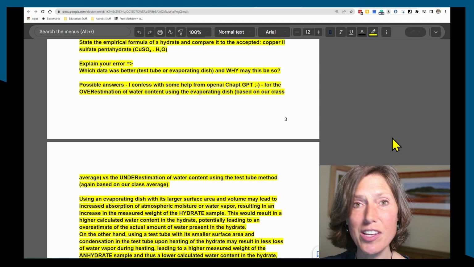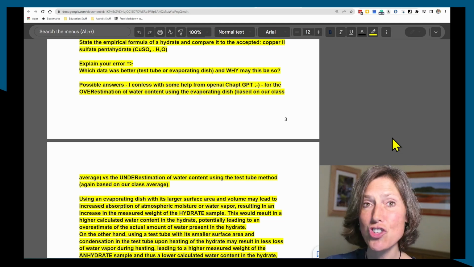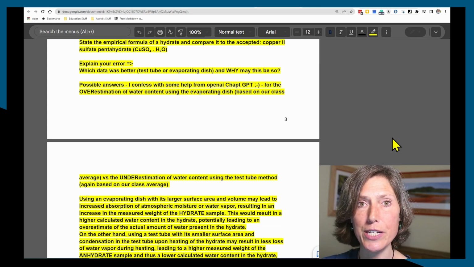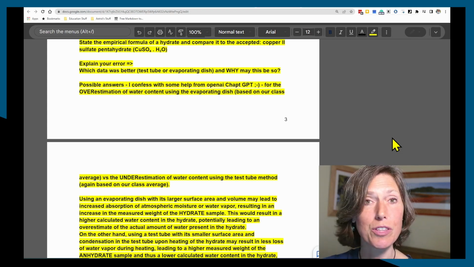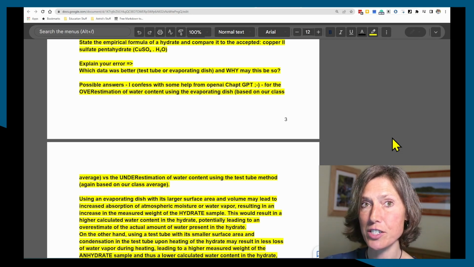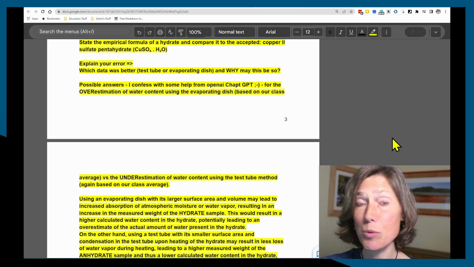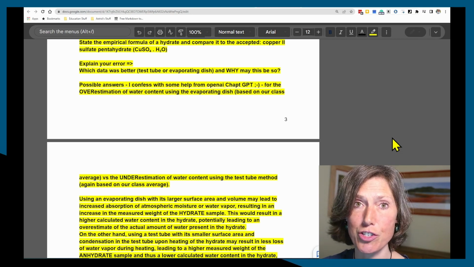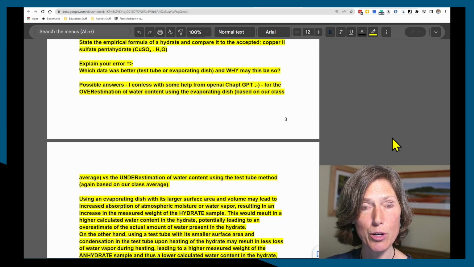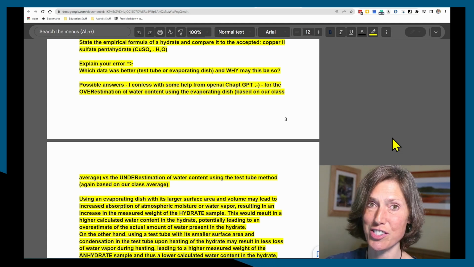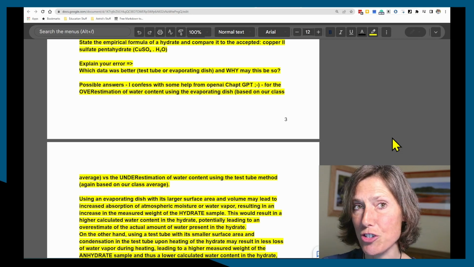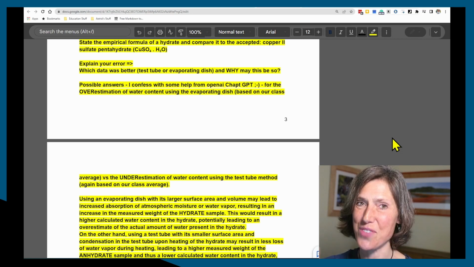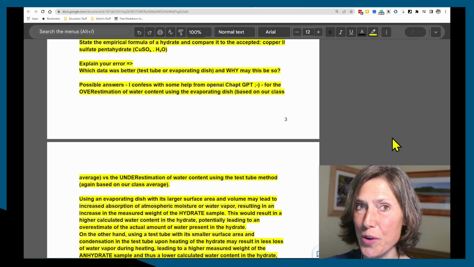I will confess, I checked OpenAI's ChatGPT to get some help on possible reasons for the overestimate with the evaporating dish and the underestimate with the test tube. It was very interesting to see that my students actually came up with some good suggestions similar to what ChatGPT suggested. The test tube, as we saw in a picture earlier, clearly showed condensation higher up in the tube. That's an error that may lead to an underestimation.